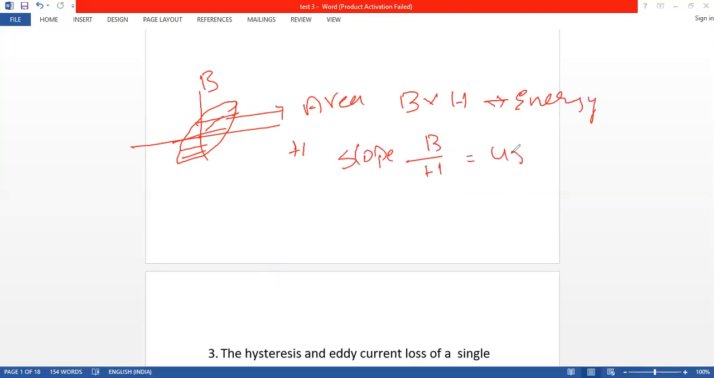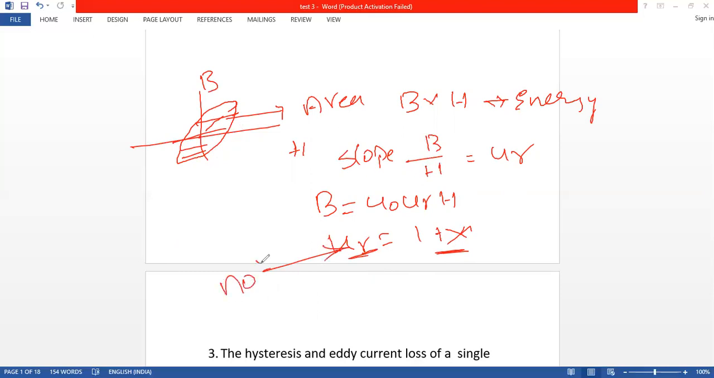Now the slope B by H, what is it? Mu R. You know B equal to mu naught mu R H. Now mu R equal to 1 plus chi. If mu R is not given, you can use susceptibility. What are its units? Tell me friends. No units, it's unitless. What is the unit of mu naught? Henry per meter. Hope you get this point.